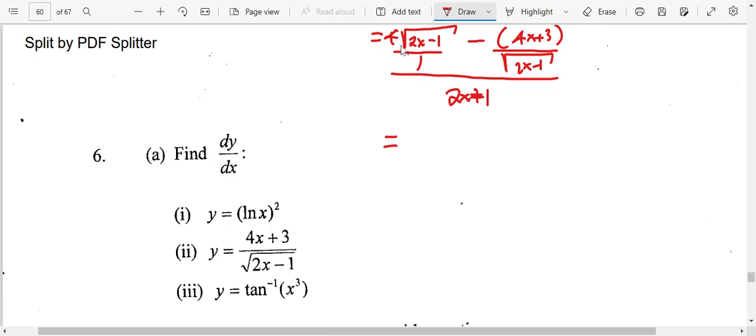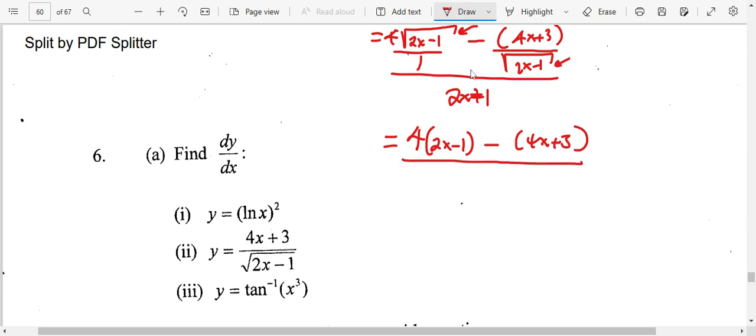So multiply the 4 square root of 2x minus 1 with the 2x minus 1 which is down. That will just be 4 times 2x minus 1. Like if this square root and this square root they multiply, the roots are going to go, so just remain with what is inside. And then multiply the 1 times the negative 4x plus 1. That will be negative 4x plus, I said plus 1, that's plus 3.